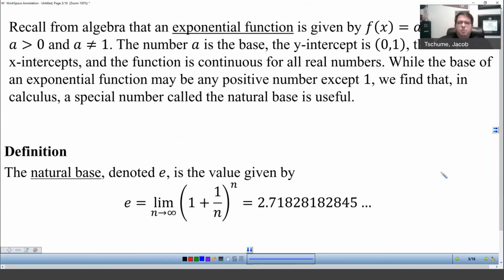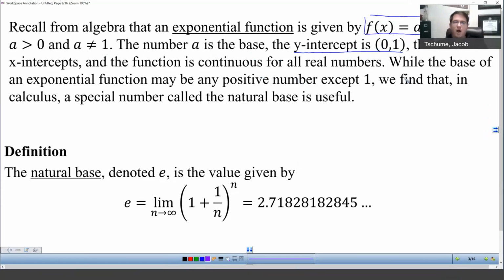So recall from algebra that an exponential function is given by a function of the form f of x equals a raised to the x, where a is bigger than 0 and a cannot be 1. The number a is what we're going to call the base of the exponent. Every exponential function, as you should remember, has a y-intercept of (0, 1), because if you raise any base to the 0 power, it's going to be 1. It will not have an x-intercept because exponential functions don't equal 0 ever. And the function is continuous for all real numbers.